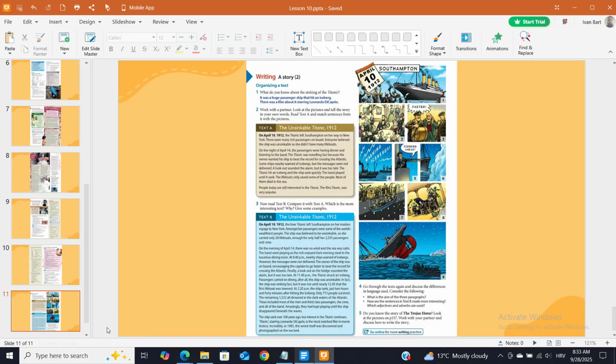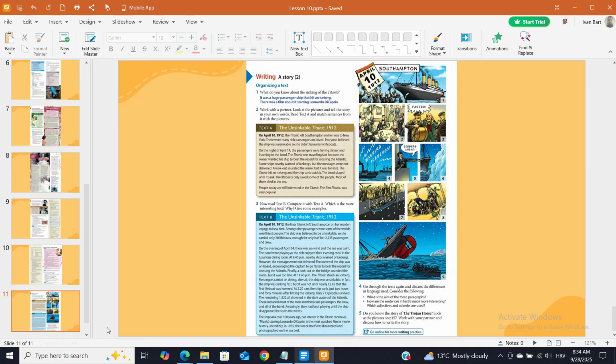The owner of the ship was on board, encouraging the captain to go faster to beat the record for crossing the Atlantic. Finally, a lookout on the bridge sounded the alarm, but it was too late. At 11:40 p.m., the Titanic struck an iceberg. Passengers carried on dining. After all, this ship was unsinkable. In fact, the ship was sinking fast, but it was not until nearly 12:45 that the first lifeboat was lowered. At 2:20 a.m., the ship sank, just 2 hours and 40 minutes after hitting the iceberg.